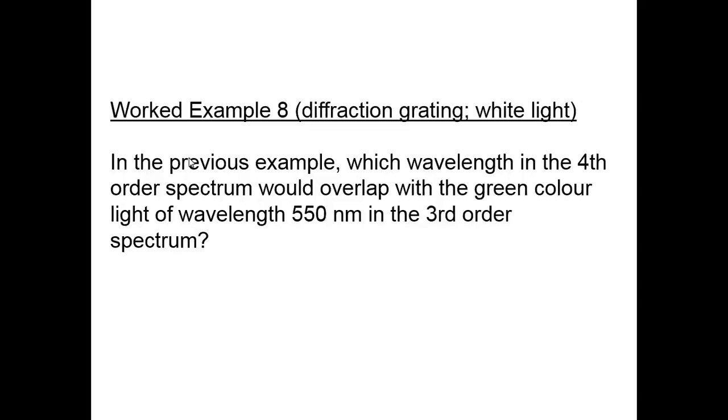Okay, with that, let's take a look at worked example 8, which is a continuation from our worked example 7. You're told that in the previous example, you're asked to find which wavelength in the 4th order spectrum will overlap with the green light of wavelength 550 nanometer in the 3rd order spectrum. Like what I said just now, as you go higher, the longer wavelength in the lower order spectrum might overlap with the shorter wavelength in the higher order spectrum.